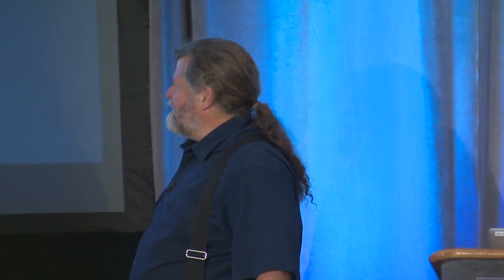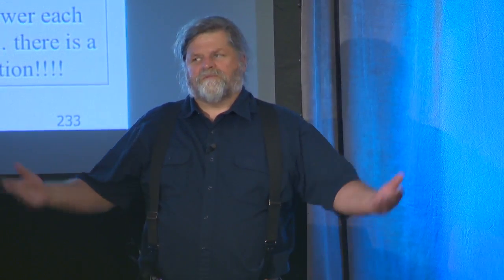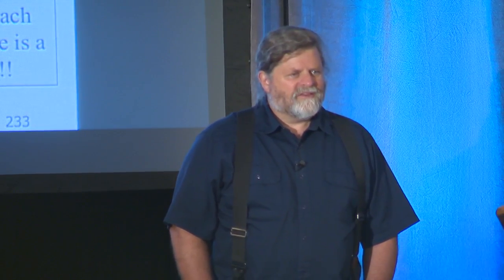So here's the program that you were given. And when I run this program, I get an incorrect answer. And not only is the answer incorrect, each time I run it, I get a slightly different incorrect answer. When you see that, what do you know is happening? What do we call that? It's a race condition. The term race condition refers to a program, usually a parallel program, I'm going to say always a parallel program, where the answer you get changes as the operating system schedules resources differently. That's a race condition.